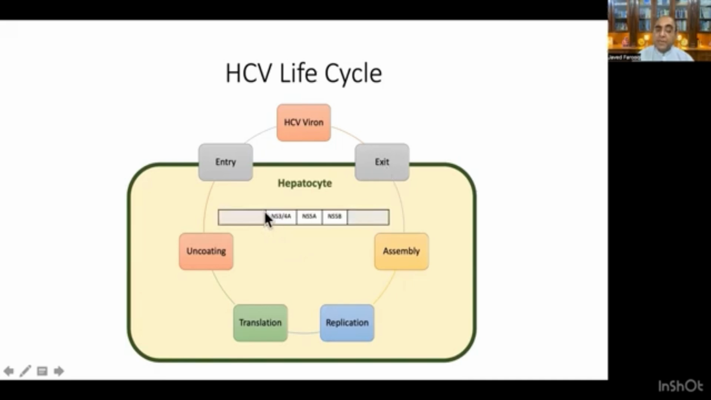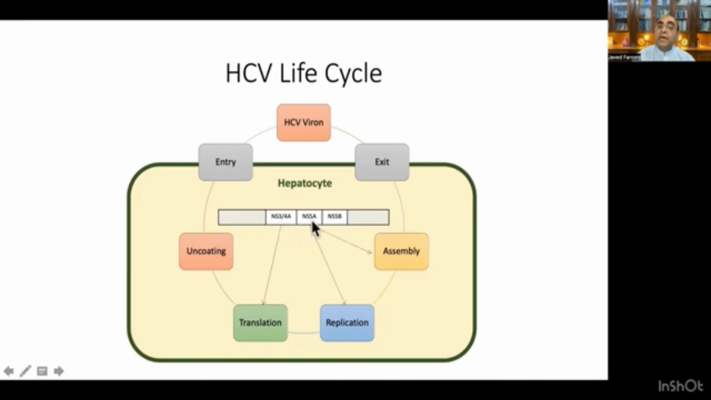When we compare this with the genome, we know that there are three important parts which are important from the therapeutic point of view. These are the NS3/4A, NS5A, and NS5B. The NS3/4A component is important for the translation of the HCV virion. So the first important step of its proliferation, that is the translation, is mediated by the NS3/4A.